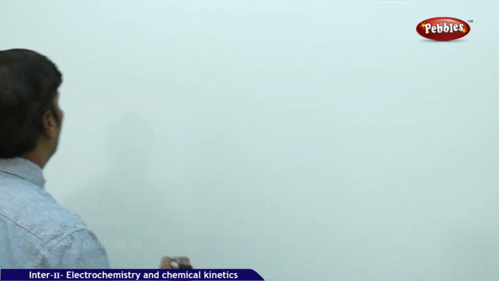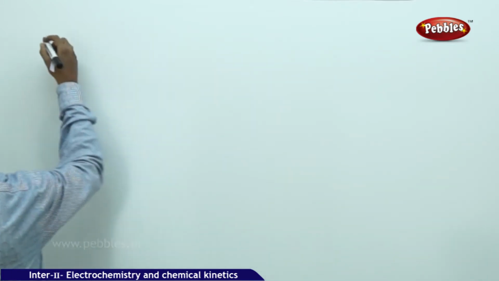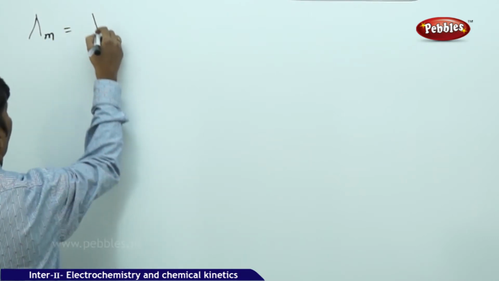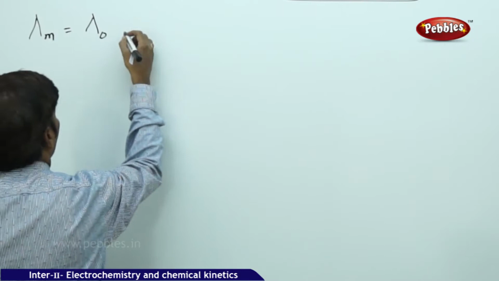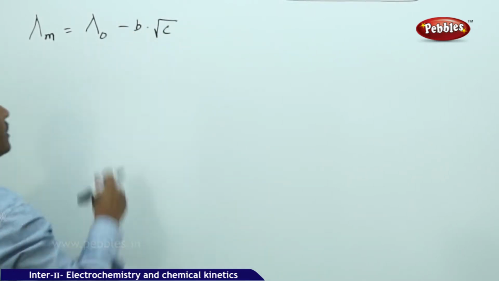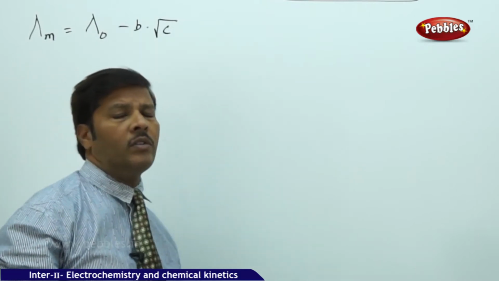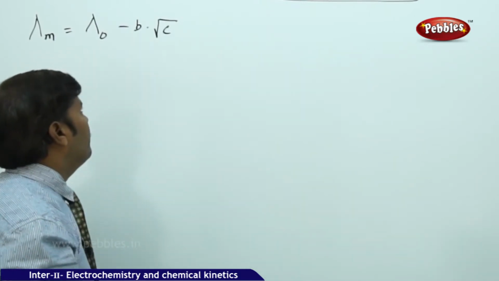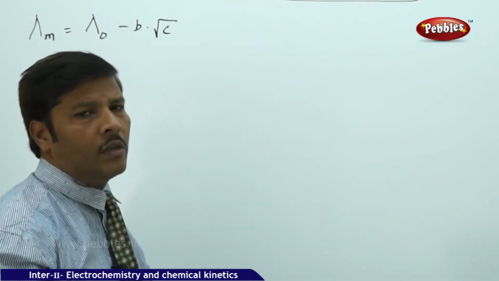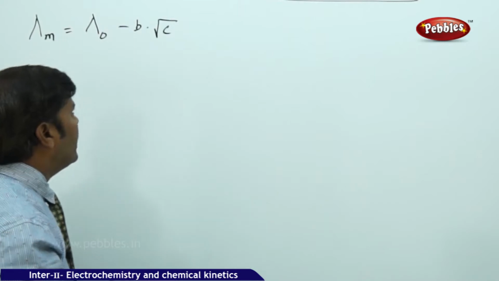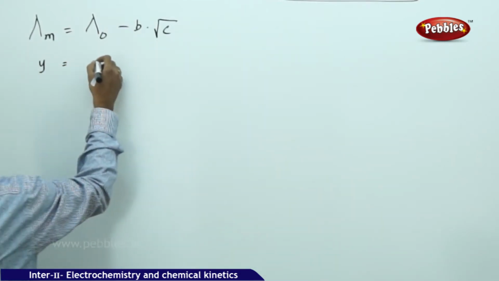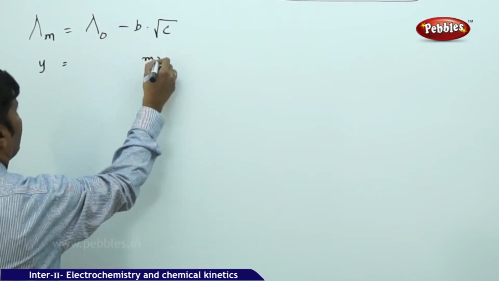So here, if you go to the Debye-Huckel-Onsager equation for strong electrolytes, once again the molar conductance is equal to lambda naught, that is the equivalent conductance at infinite dilution, minus B into under root of C, where B is a Debye-Huckel constant. It depends upon the concentration of the solution and the nature of the electrolyte. So here we convert this into the equation of a straight line, mx + c.